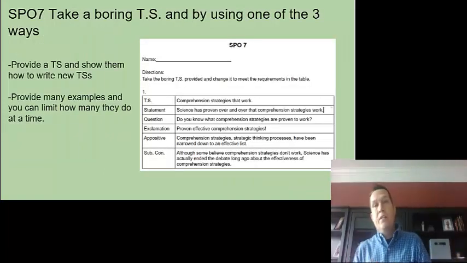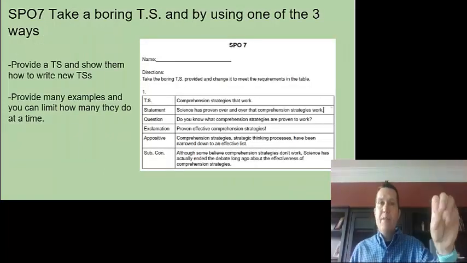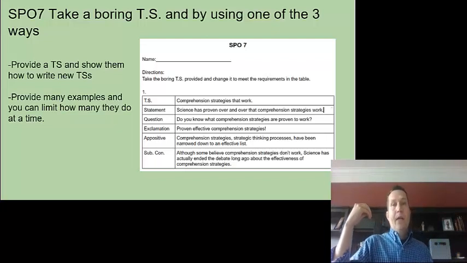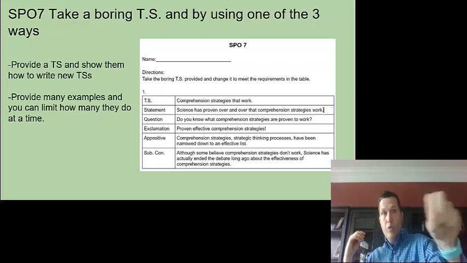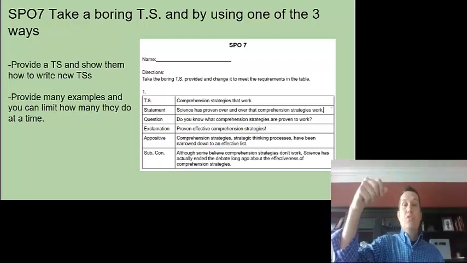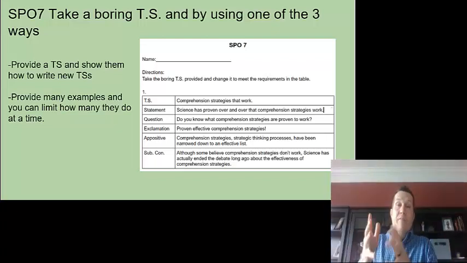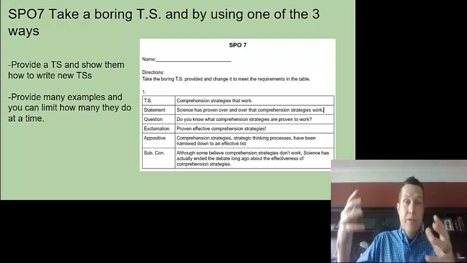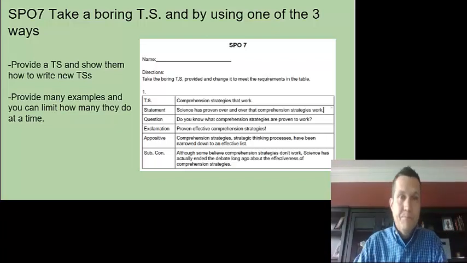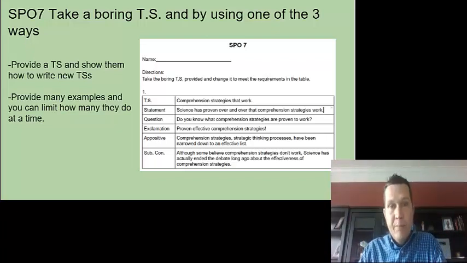Standard number 7. You're going to have students take a boring topic sentence and use a few of the 3 ways to create a better topic sentence. So let's talk about that. You provide that topic sentence, and you're going to show them how to write a new topic sentence. That's the goal here. You're going to provide as many examples as possible.